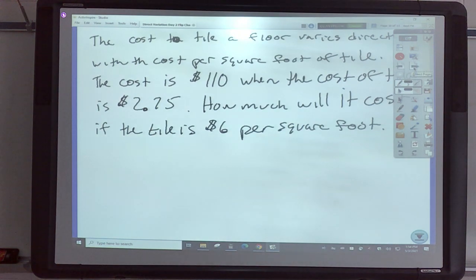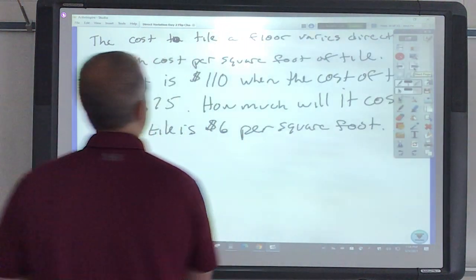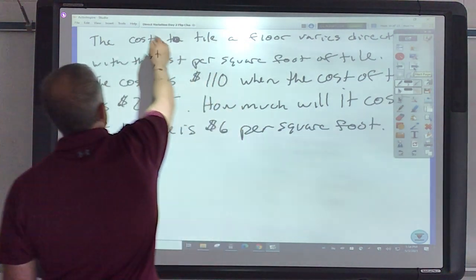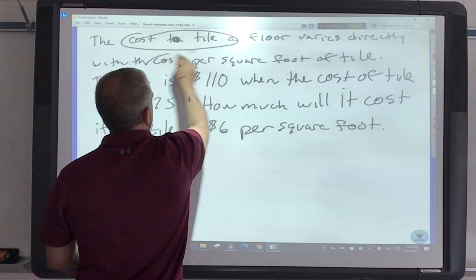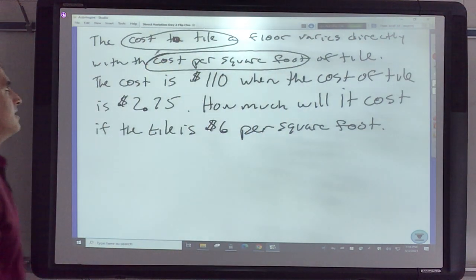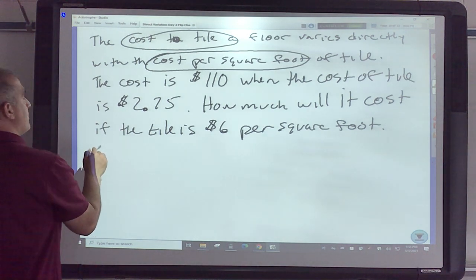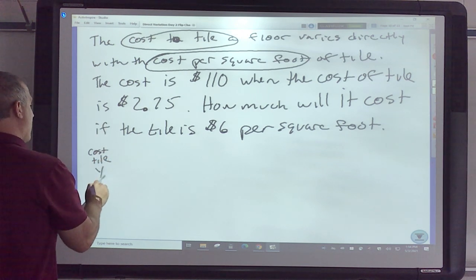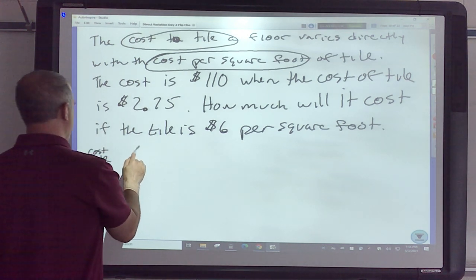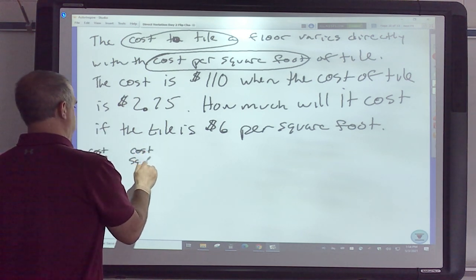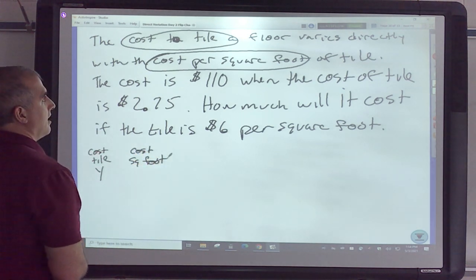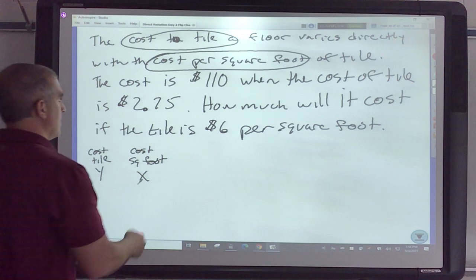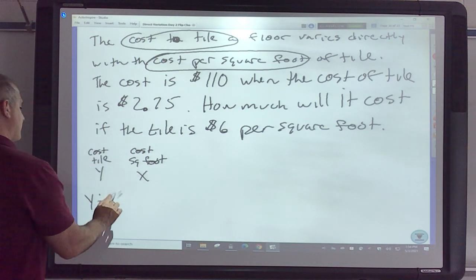It says the cost to tile a floor varies directly with the cost per square foot. The cost to tile will be y. The cost per square foot will be x. Now, since it says varies directly, I would do y divided by x to help me come up with that.